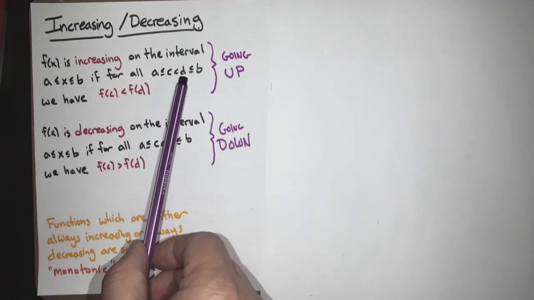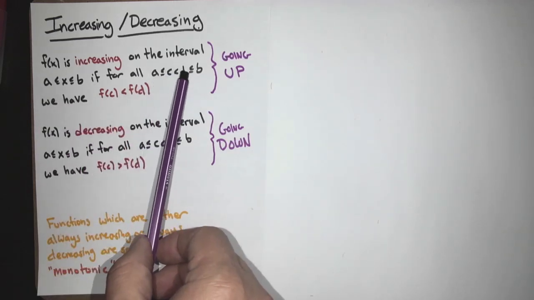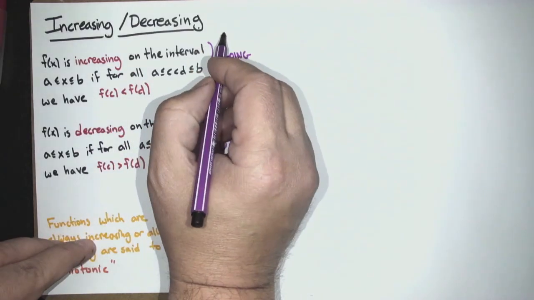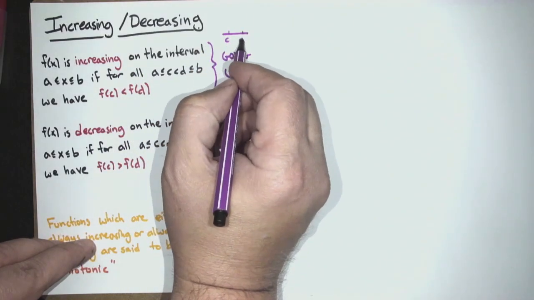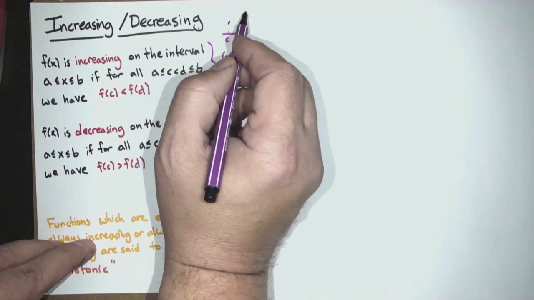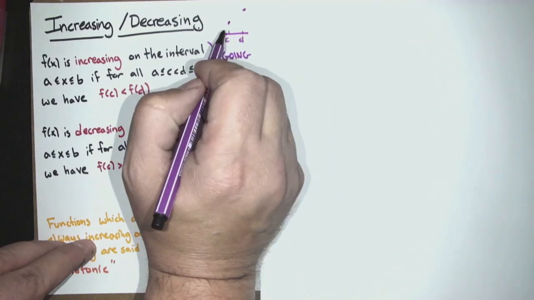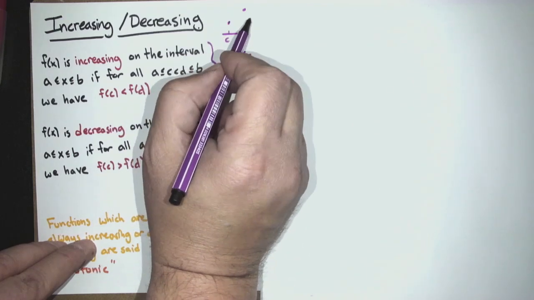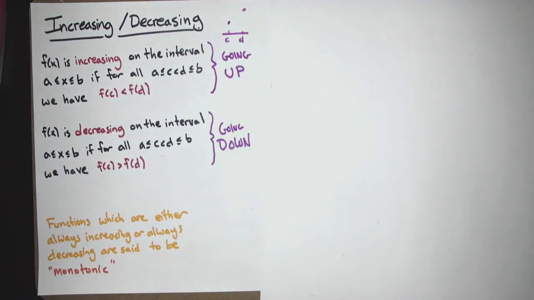And what the formal definition says is, we're increasing on some interval if, when I look at any pair of points, if C comes before D, then f of C is less than f of D, which is just a way of saying, if you draw the picture, if here's C and here's D, that f of C has to be below f of D. So in other words, as you move from left to right, the value of the function has to move up, has to increase.